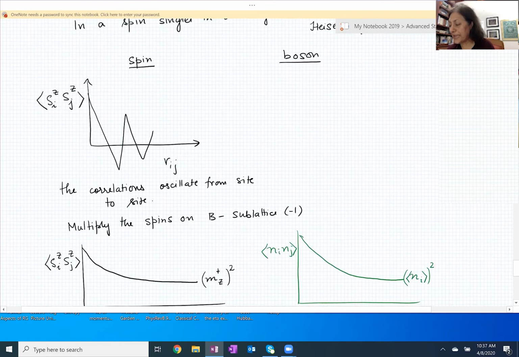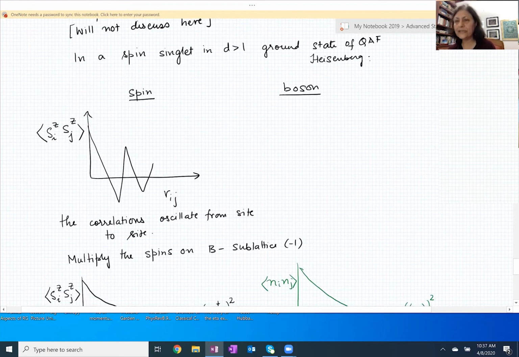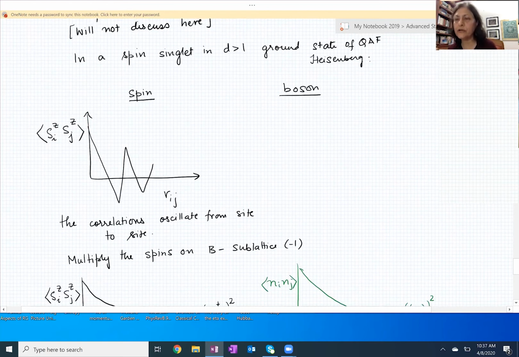Now I want to connect what the order parameters look like in the boson sector. That brings in this very important concept of off-diagonal long-range order.